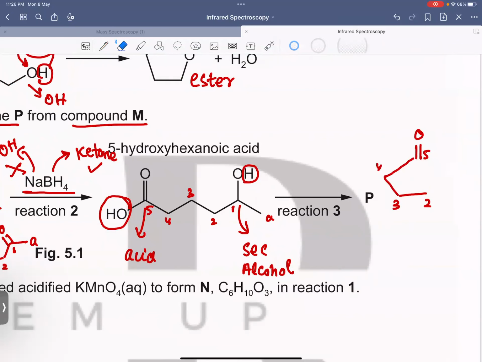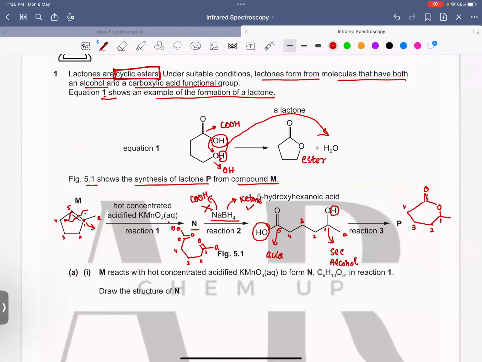There is an ester that will form and H2O will form, it will separate out. There would be oxygen over here, then carbon number 1. So this would be the structure of compound P. Is this understandable to everyone? Yes sir.